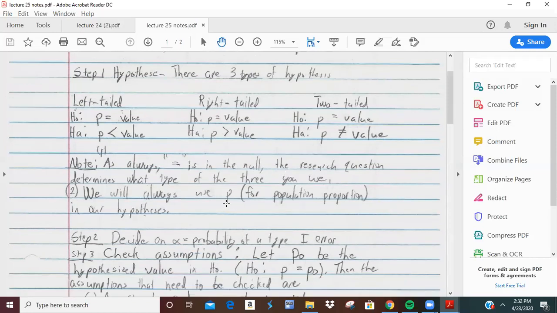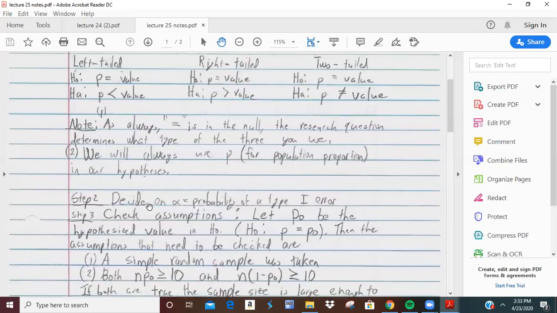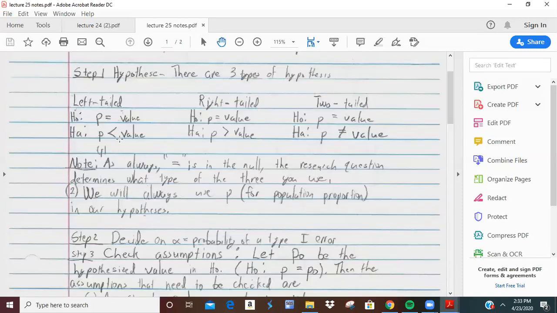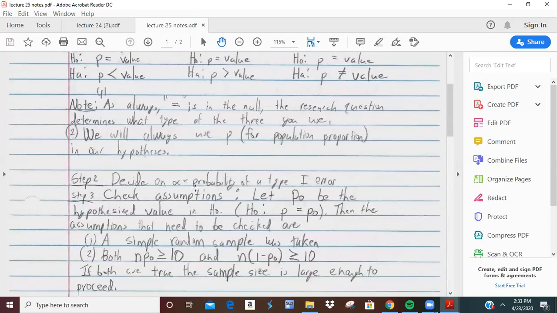For proportion, P is the symbol that we're going to use for population proportion, so you always need the P here when you're talking about that. So on the final exam, you'll have two choices. Should this be about mu or should this be about P? The steps are the same. So step 1, come up with your hypotheses. Step 2, decide on what your alpha value is, your probability of a type 1 error. On the exam and on homework, I will give this value to you. Step 3 is to check the assumptions. This is different, and it's different than the assumptions that we have when we compute the confidence interval.